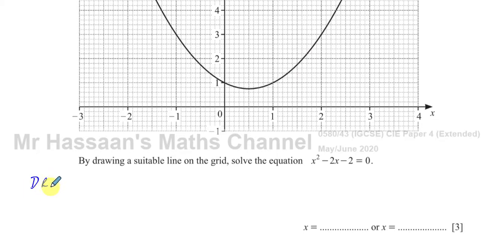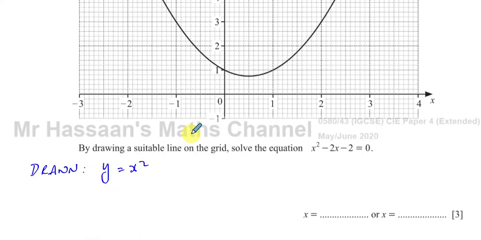So I like to set my work out like this. What's drawn is y equals x squared minus x plus 1. That's what's drawn. And we have to solve the equation given, which is x squared minus 2x minus 2 equals 0. So we have to use this graph that's drawn to solve this equation.